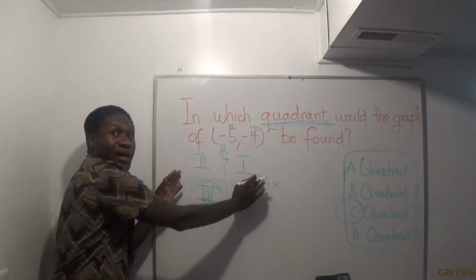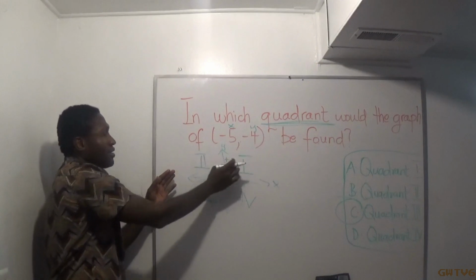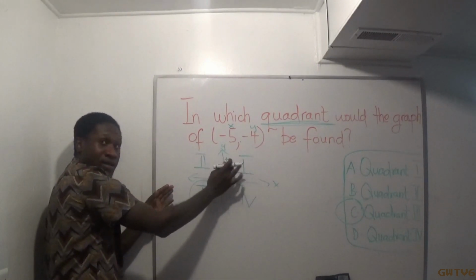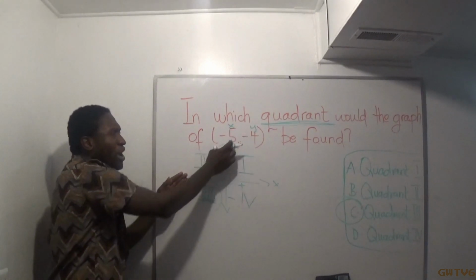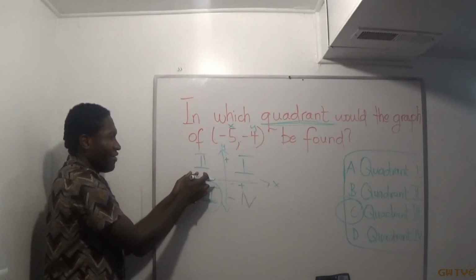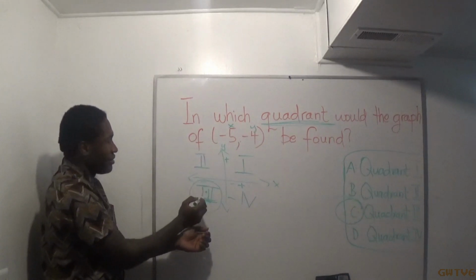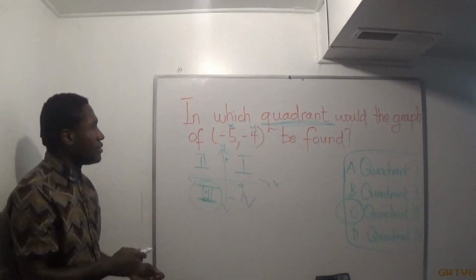This is my y, this is my x. This side is positive, negative, positive, negative. The quadrants are 1, 2, 3, 4. So whatever point it is, try to find where that point would be. In this case, -5, -4 will be around here. And which quadrant is it in? Quadrant 3. So that's why we say quadrant 3.